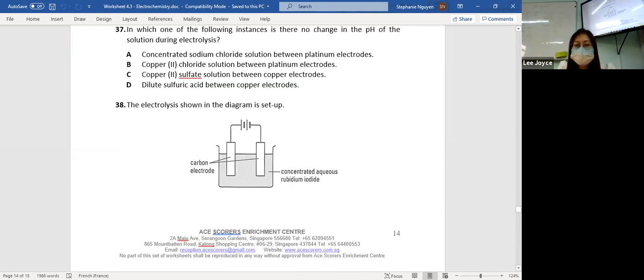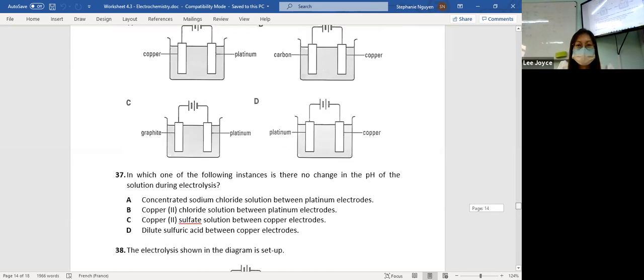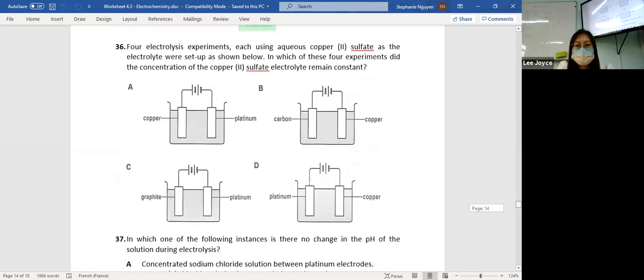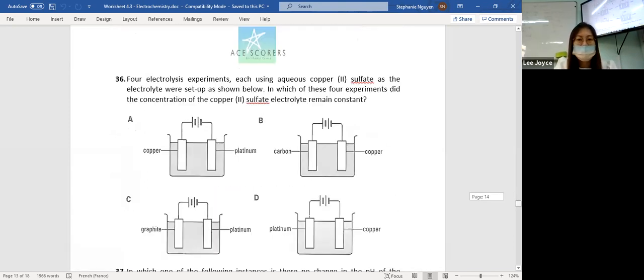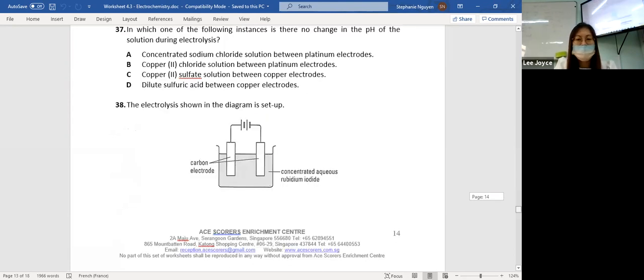Now I was saying that for some of these setups, they actually change the direction of the battery, so you have to look at it carefully. Just like in the previous example, you see this? They actually draw the polarities of the batteries differently. So check it out before you do the questions. Okay, so that's for question 38.